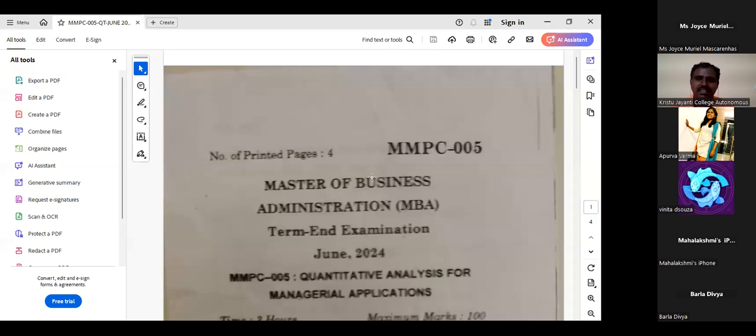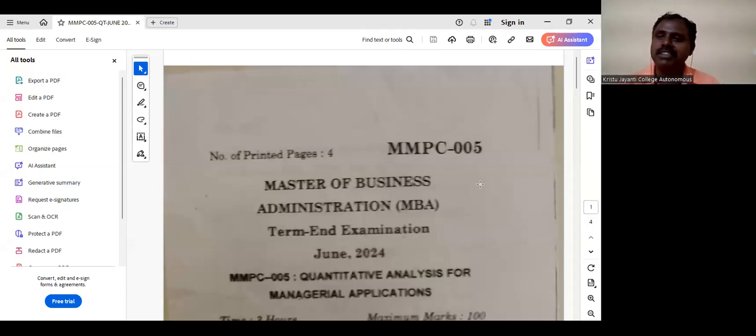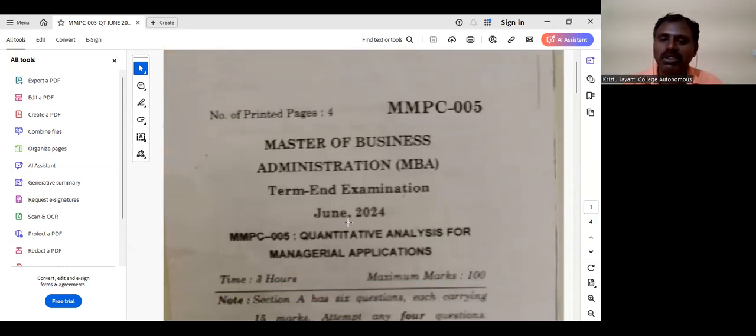Including assignment marks or not? Excluding assignment marks, 40. Better you check the IGNOU website, they might have given the passing criteria. Everything will be there, you can go through that. Now you can see here, June 2024.